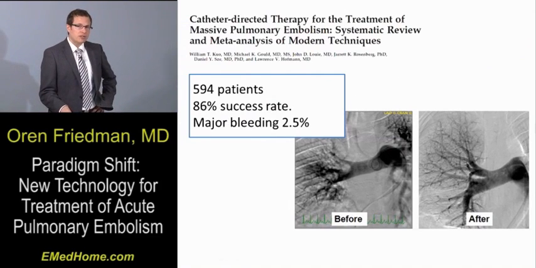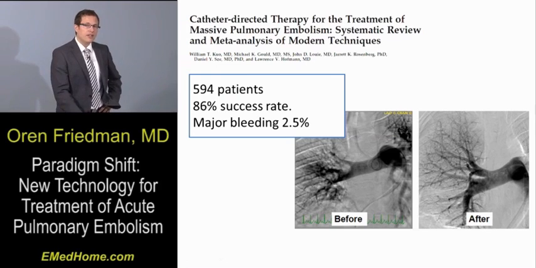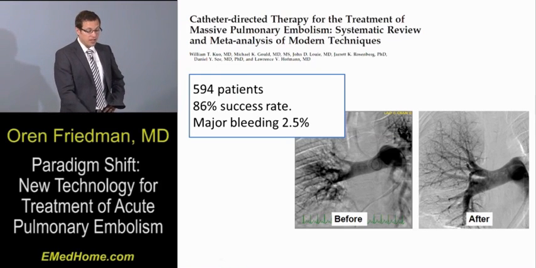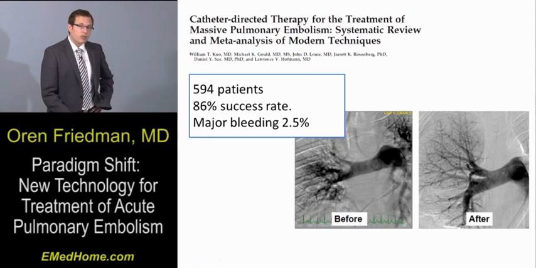This is a study of 600 patients, non-randomized, but these were 600 patients with massive pulmonary embolism looking at the success and the risk of catheter-directed therapy. And you can actually see that the success rate with catheter-directed therapy is quite high, 86%. Very importantly, the bleeding rate is quite low and much, much lower than IV systemic thrombolytics.